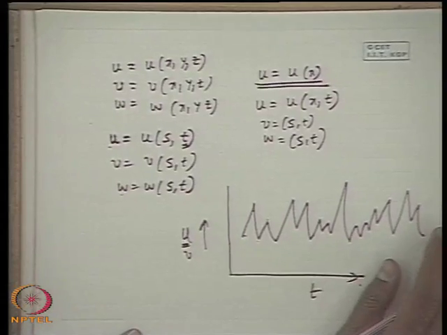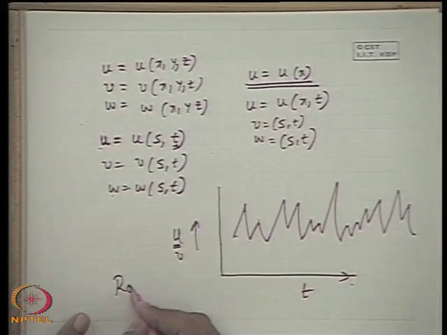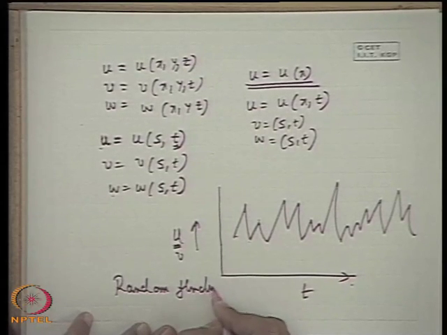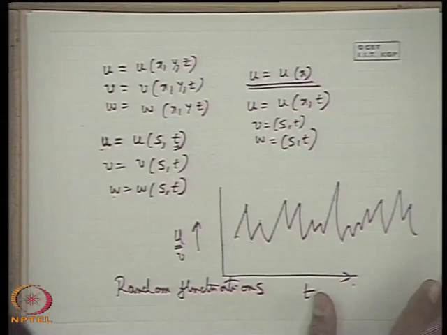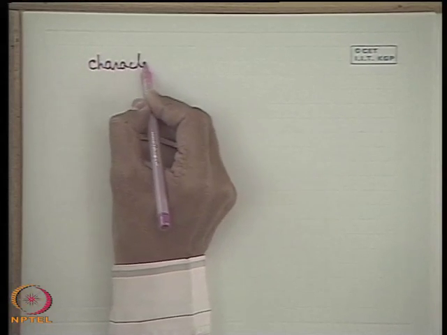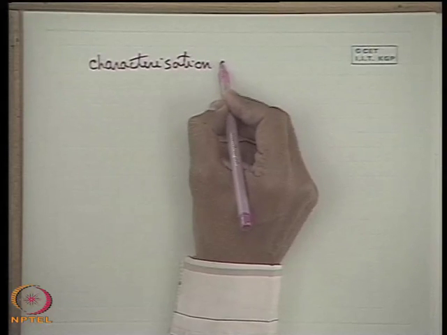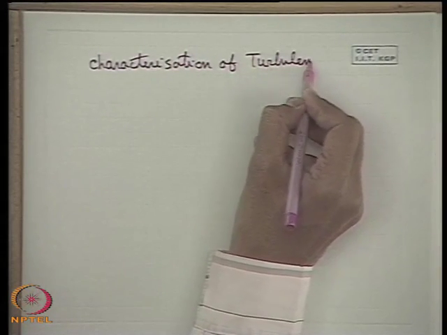But these irregular fluctuations can be described statistically. These are random fluctuations, and they have a correlation. Now, according to Reynolds, the characterization of a turbulent flow field.